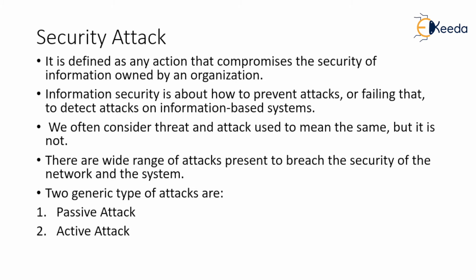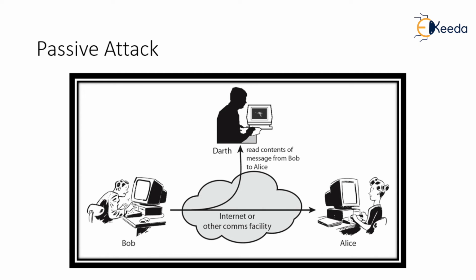Broadly, we can classify security attacks into two types, which are considered the generic types of security attacks. The first one is the passive attack, and the second one is the active attack. Now this is the diagrammatic representation of the passive attack, wherein you can see two members, Bob and Alice, communicating with each other through a communication link over the network. These two are the communicating parties, and they are transferring data over the network.